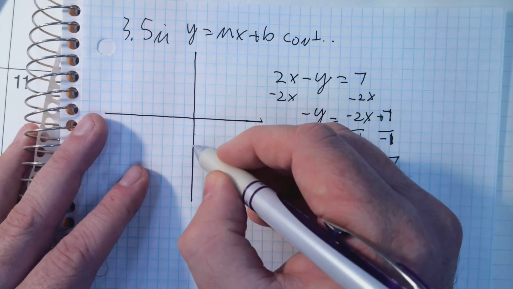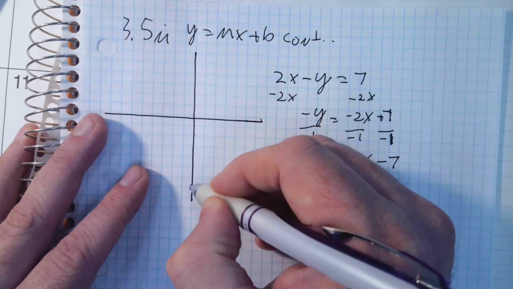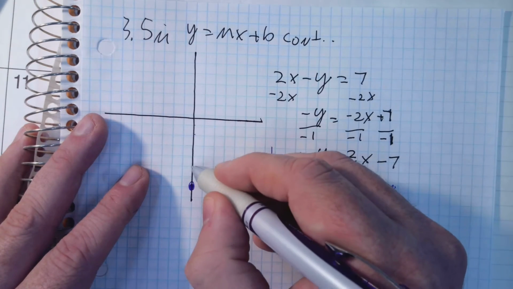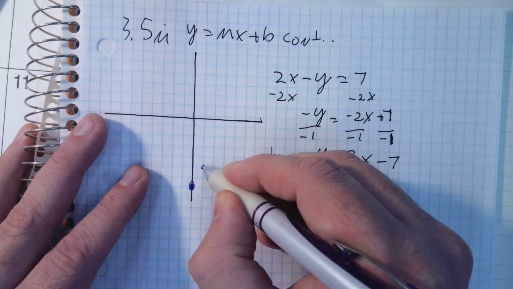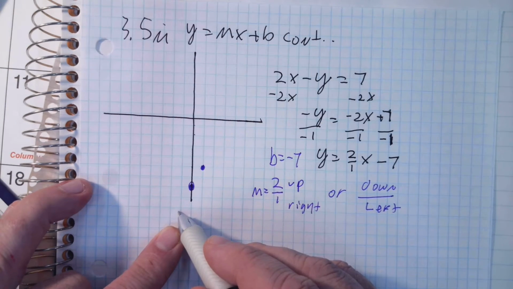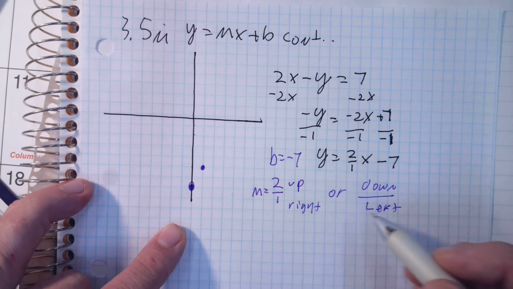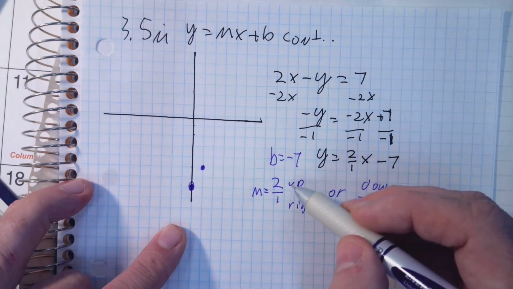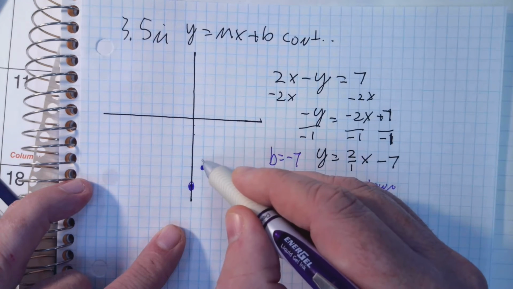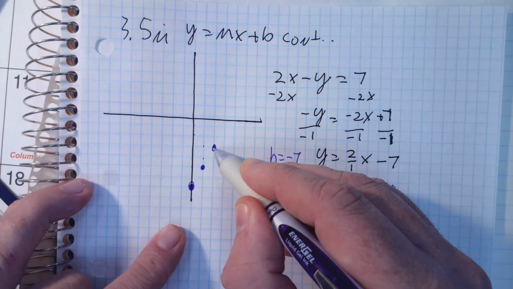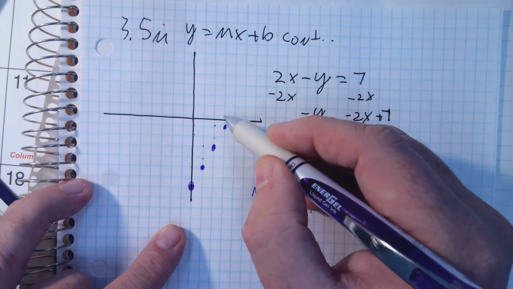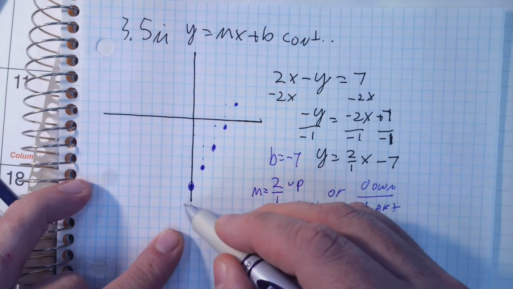-7, 1, 2, 3, 4, 5, 6, and 7. And I'm going to go up 2, right 1. Okay, if I go down 2, I'm pretty much off the graph, aren't I? So what you can do to get 3 points on here is you can just keep going with this slope. So I can go from here up 2, right 1, up 2, right 1. You can keep going like that, up 2, right 1. And you can get all the points.